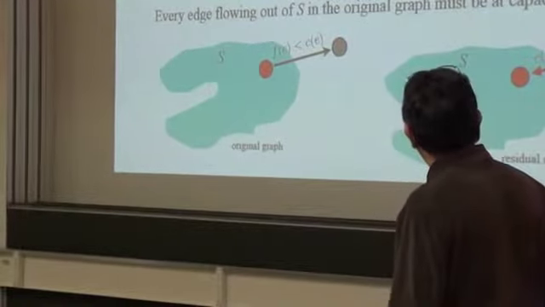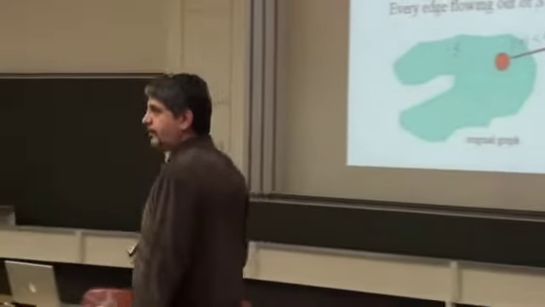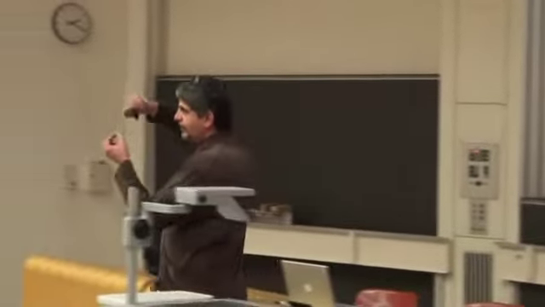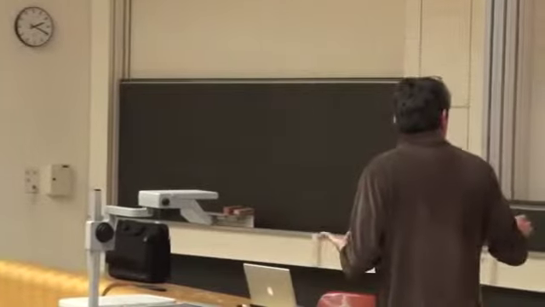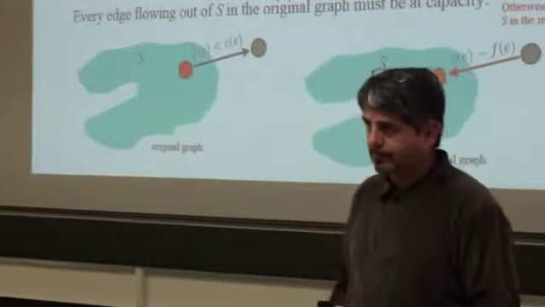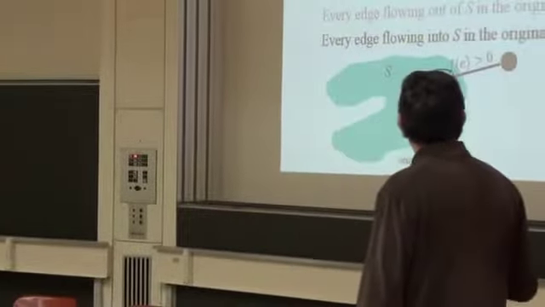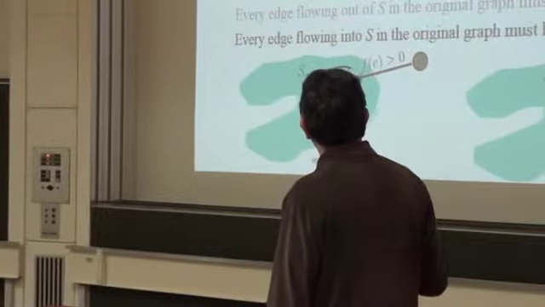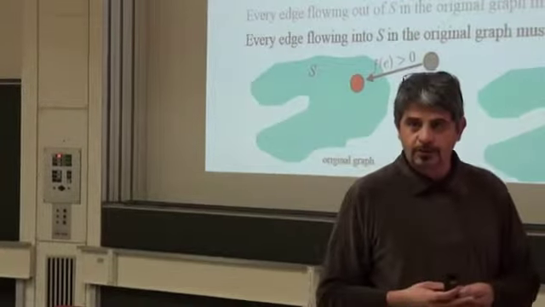On the other hand, for all the edges that are going into S, the value of the flow has to be 0. Because if the value were not 0, then we can turn around the edge in the other direction. This is how we create these residual graphs. And if we turn around the edge in the other direction, again, we can reach a node outside of capital S through a node inside of capital S, which is a contradiction. So what did we see? We saw that every edge flowing out of S in the original graph must be at capacity. Every edge flowing into S in the original graph must have flow equal to 0.